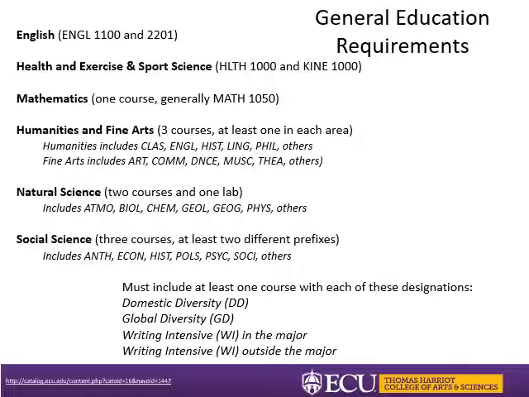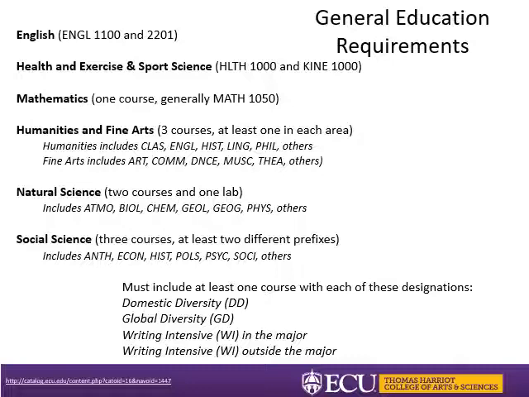Humanities includes courses in classics, English, history, linguistics, philosophy, among others. Fine arts includes art, communications, dance, music, and theater. The second group is natural science, where you'll need to take 2 courses and 1 lab course. These include certain courses in atmospheric science, biology, chemistry, geology, geography, and physics, among others.